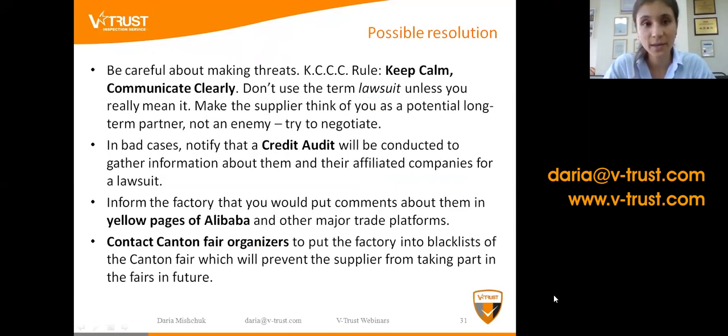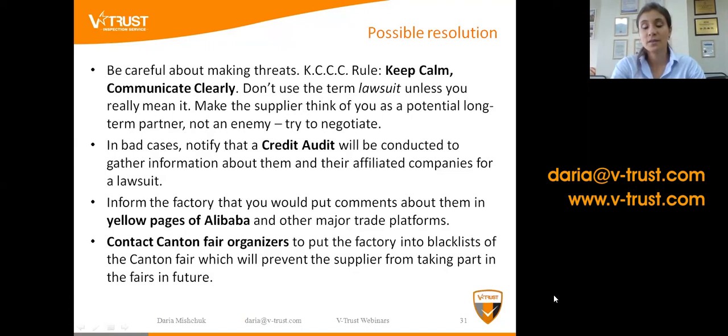Here, be careful about making threats. So it's a KCCC rule: keep calm, communicate clearly. I'm not sure where it indeed comes from, maybe the US or Europe. Of course in your countries, back in your countries, a lawsuit, if you actually use this term, then it might be effective, but probably not in China, because in China the supplier really thinks that, okay, you're starting a lawsuit, it's not just an intimidation, it's not just a threat. And the supplier starts thinking of you as a potential enemy, not as a potential long-term partner.